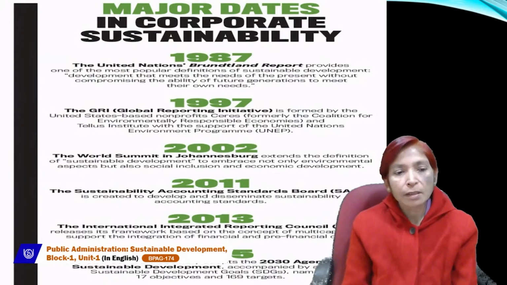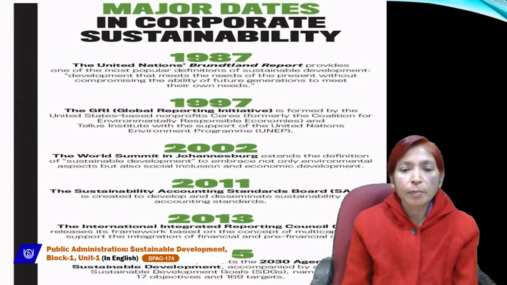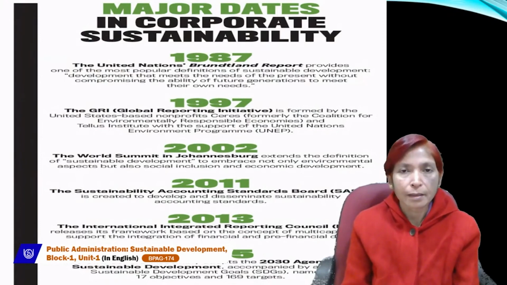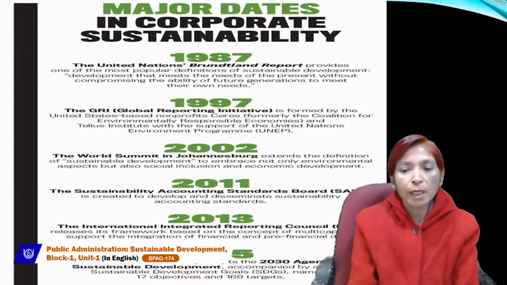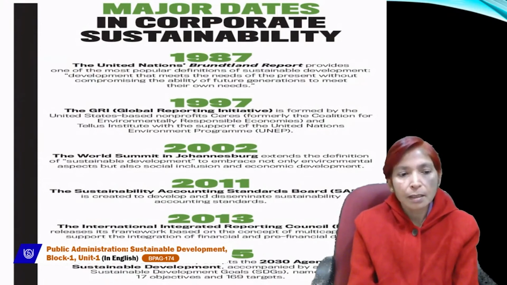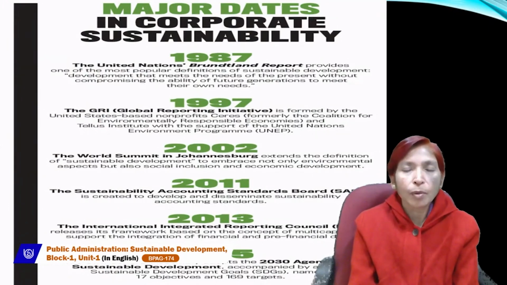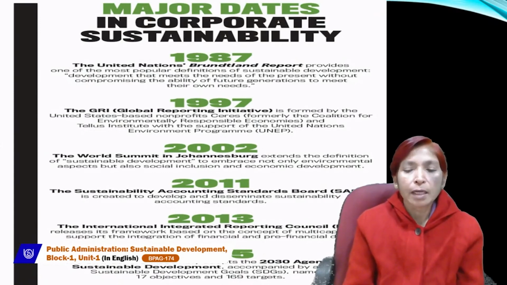In 2011, the Sustainability Accounting Standards Board, SASB, was created to develop and disseminate sustainability accounting standards. In 2013, the International Integrated Reporting Council, IIRC, released its framework based on the concept of multi-capitals to support the integration of financial and pre-financial data.